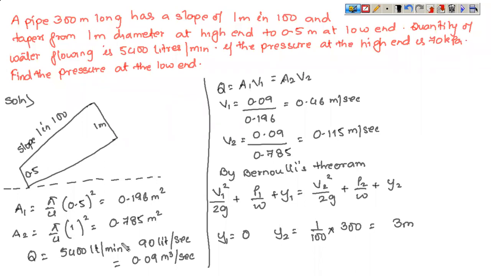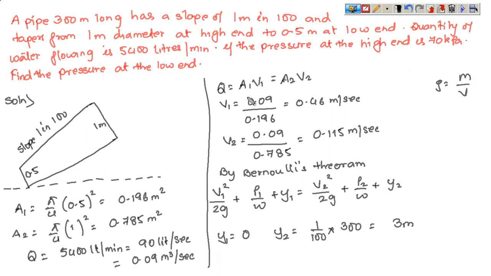ठीक है, तो ये हमें 90 लीटर पर सेकंड मिल गया. 90 litres per second of water is equal to 0.09 meter cube per second. कैसे आया ये 0.09? Because density is mass per unit volume. So volume is given, mass is given, 90 liters per second. So volume you can find it out, divided by 1000. So you get 0.09 meter cube per second.